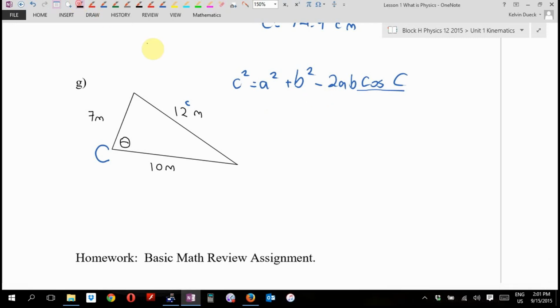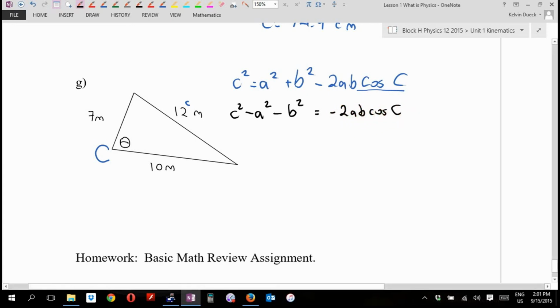So if I hear you correctly, the little c squared drops down like a domino, and you're saying there's going to be a minus a squared and a minus b squared. I totally agree with that. Equals. Don't write this next bit down. You can, but I'm going to challenge you to just do this in your head. The minus 2ab cos C drops down like a domino.